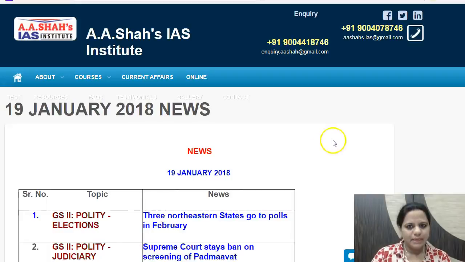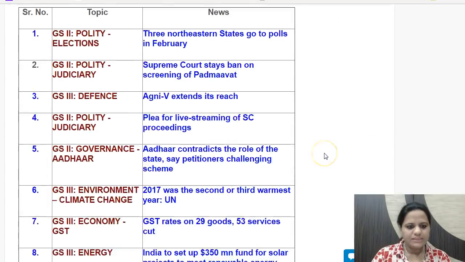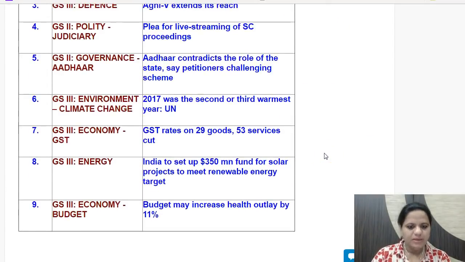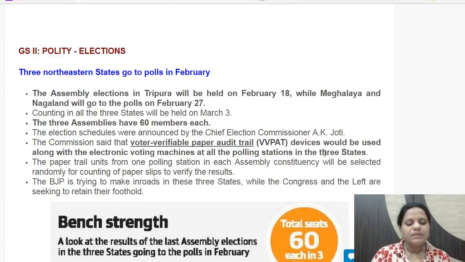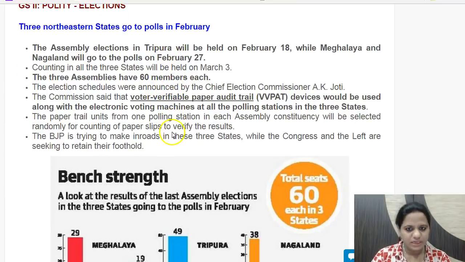The news items picked up from the Hindu newspaper are these 9. We'll look at them in detail. The first one, 3 northeastern states to go to polls in Feb. So the assembly elections have been announced for the 3 northeastern states, Tripura, Meghalaya and Nagaland.